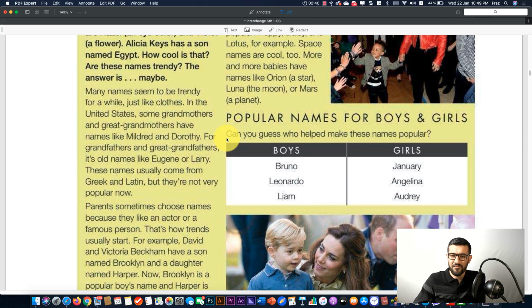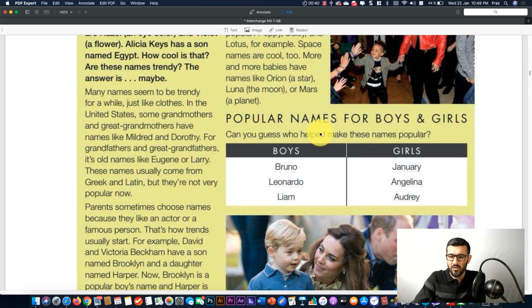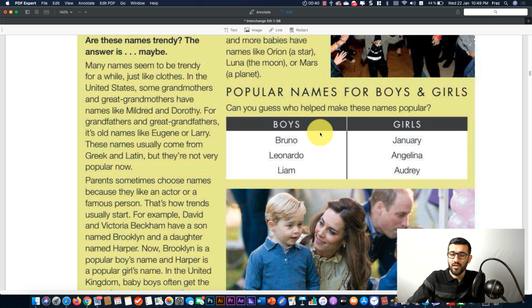So, popular names for boys and girls. Before, please, you can close your book now. Can you guess who helped make these names popular? Okay. For boys, Bruno, Leonardo, Liam. We have for girls, January, Angelina, Audrey.